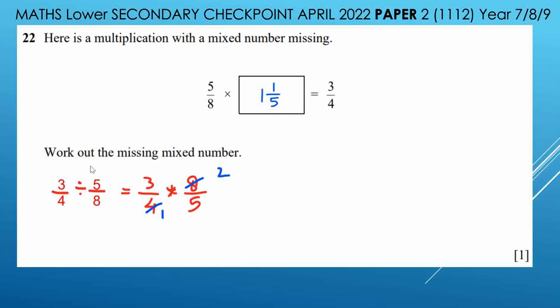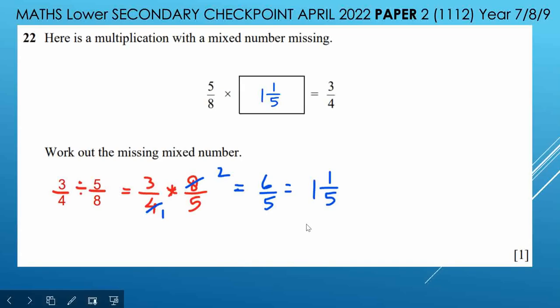Once we change from division to multiplication, then we simplify: 4 divided by 4 is 1, 8 divided by 4 is 2. Now we have 3 times 2 is 6, and 1 times 5 is 5. And we convert 6 over 5 to a mixed fraction. That's the answer. Next.